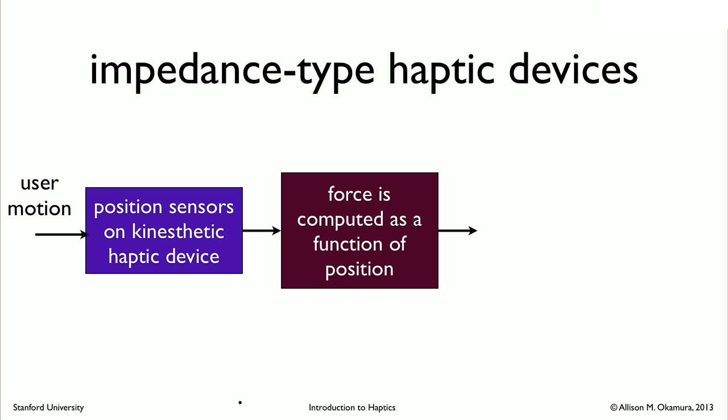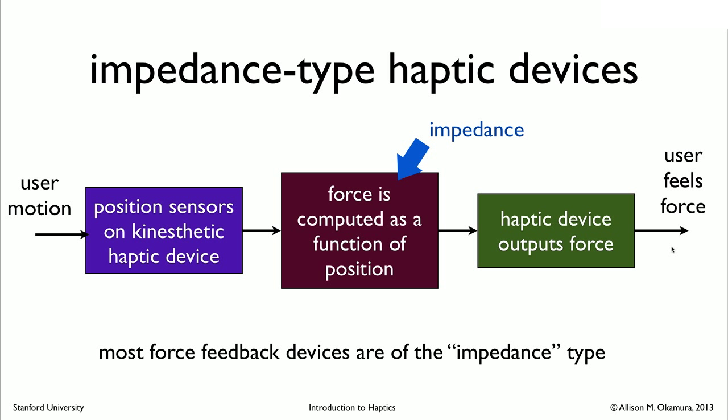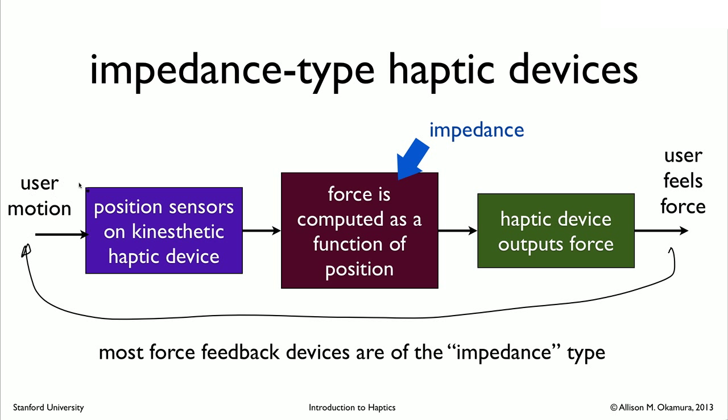So if we want to display some interesting virtual environment, we take that sensed user motion and we compute a desired force, whether it's to create a spring or a damper or other effects that we'll describe later in week 4. After this force is computed as a function of position, the haptic device itself outputs that force to the user, and the user feels the force. There is a way to close the loop from the user feeling the force back to the user creating a new motion, and that is something that's just generated based on the user's desires and on the physical configuration of their body.